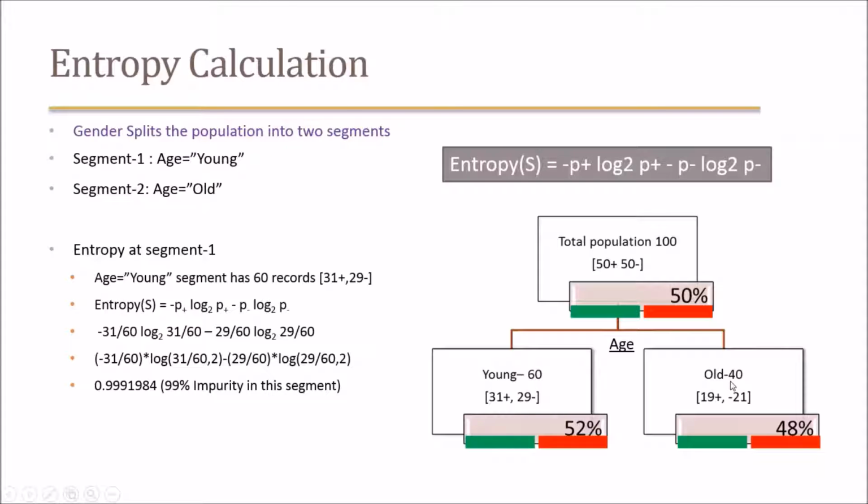Similarly, when we calculate the entropy for the second segment, old, which has 40 elements, out of that 19 are positive, 21 are negative. When you try to calculate the entropy, so segment 2, age equal to old, this segment has 40 records, so 19 by 40 into log 2 of 19 by 40, etc. When you calculate that, you will get an entropy value or the impurity value or the uncertainty as 99%. Again, that is understandable because it is almost like 50-50% chance. So that is how we calculate entropy and see how pure a segment is or how impure a segment is. Here both young and old, these two segments are impure.